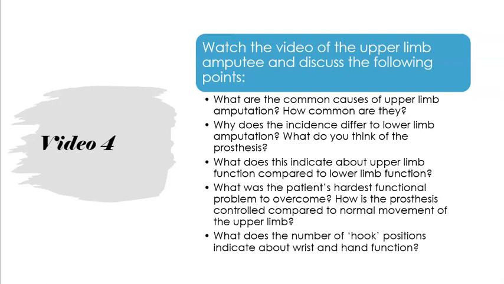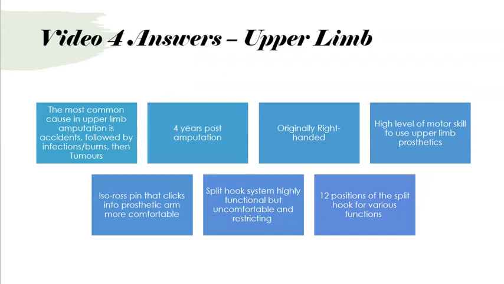Okay, hopefully you've paused this screencast and watched that video, and we can go on to the answers. So the most common cause for the upper limb is accidents. Industrial accidents, lots of other things like that, and then it's followed by infections or burns, and then unfortunately some sort of tumours, referring to things that have to be removed, like cancer.